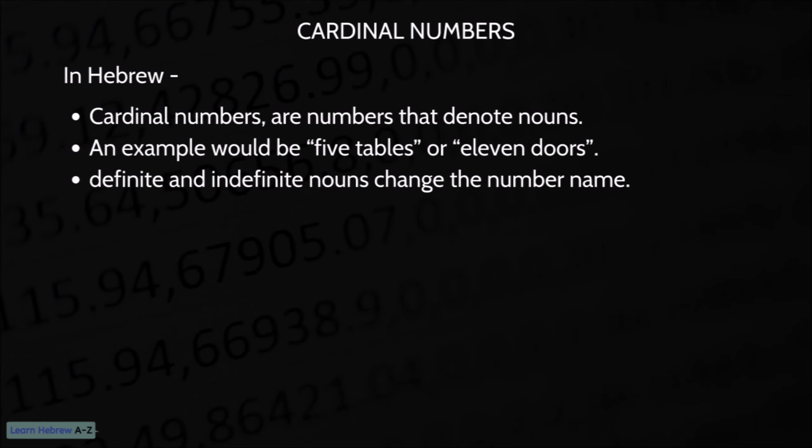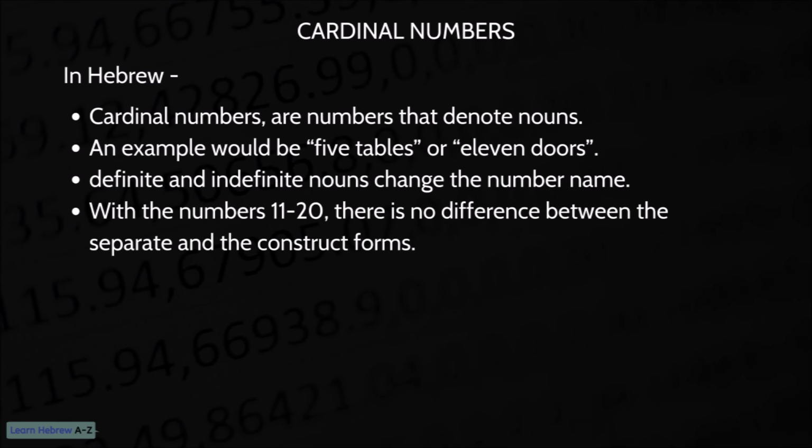In English, it seems simple. The same number name, seven. In Hebrew, the number names change for the numbers 1 to 10. Luckily, for the numbers 11 to 20, there is no difference between the separate form and the construct form. We use the same form. We will cover all of this shortly. Let's start with the masculine form of the cardinal numbers 11 to 20.